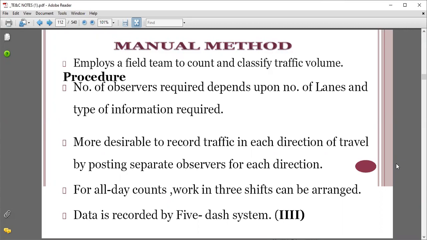And data is recorded by the five dash system. It means there is dash number one, then dash number 1, 2, 3, 4. Likewise, if one vehicle is there, then dash one. Again, if there is a second vehicle, dash two. Again, a third vehicle, dash three. Again, a fourth vehicle moving on that road, a fourth dash. Again, fifth. So that simple system is used for the manual counting of pedestrians or the number of vehicles passing on that road only. So that is the most important point here about the manual counting method.